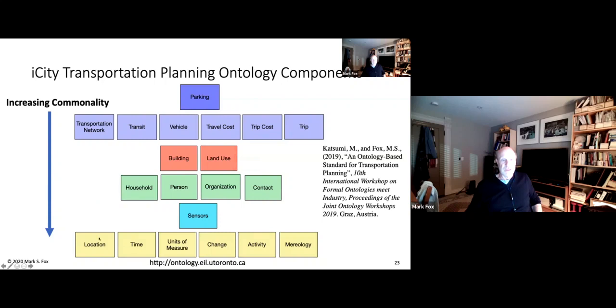And that ontology has the levels that you can see here. An ontology of location, time, units of measure, change, activity, mereology, which is parts, sensors, contact, like how to contact people, organization, person, household, buildings, land use, trips, trip costs, travel costs, vehicles, transit, transportation network, and parking. These are all part of the ontology. They're separate modules that we have created as a basis for integrating information from various transportation planning modules that you saw in the previous slide.